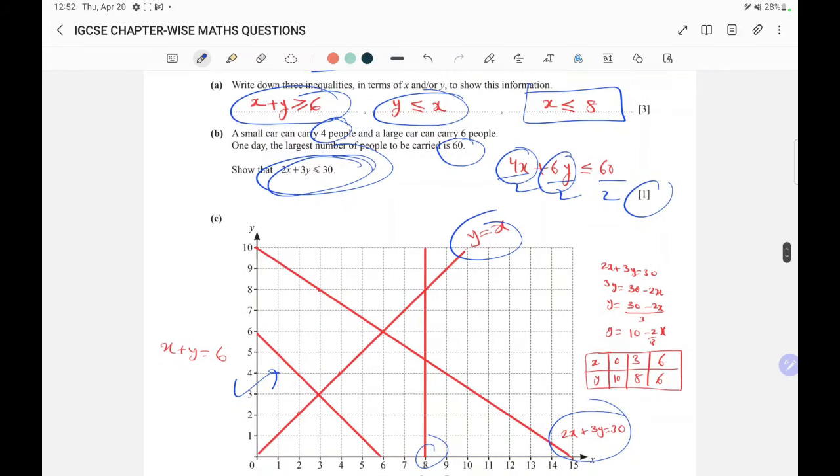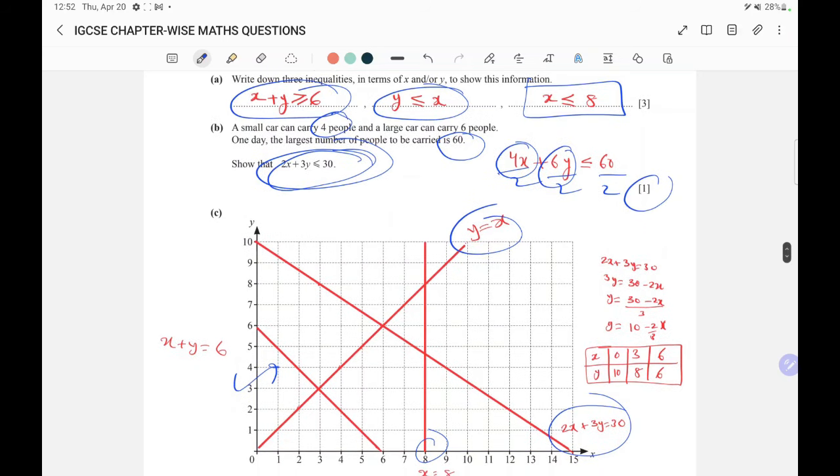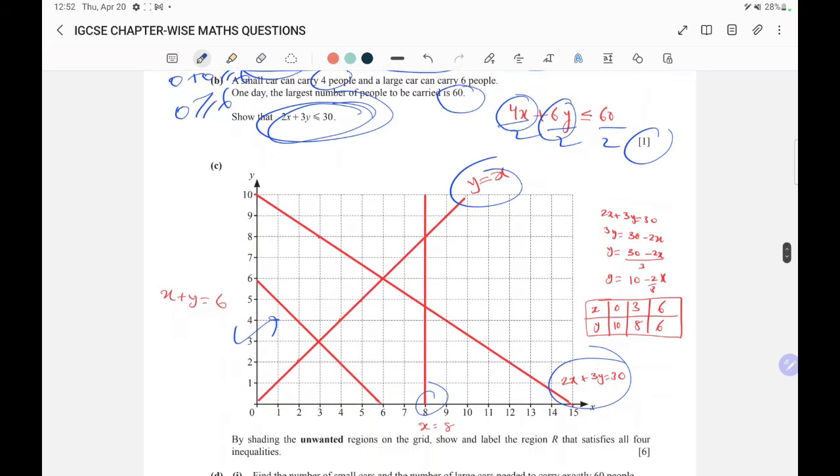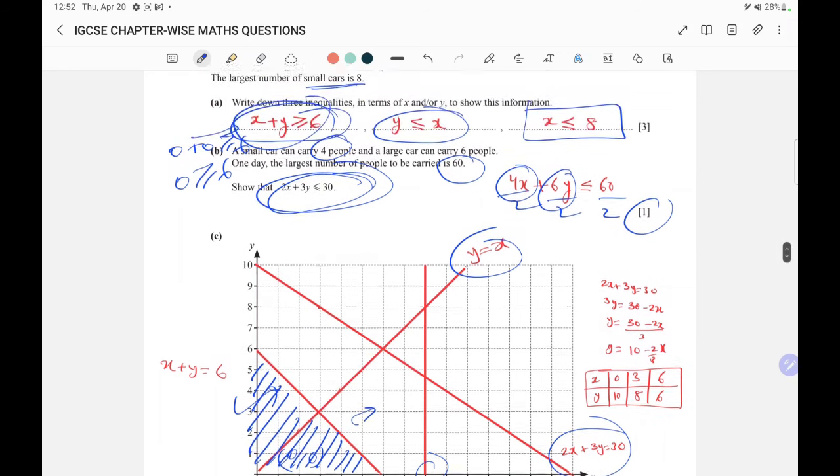Let's check. x plus y is greater than or equal to 6. So put 0, 0 there. 0 plus 0 greater than or equal to 6, so 0 greater than 6. So it means 0, 0 does not satisfy this. So when x plus y equals 6, this line, the below part is not satisfying. It means above is the wanted region and below is the unwanted region. So this one we have to shade, the unwanted region.